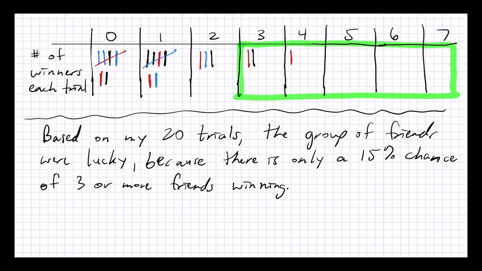If they weren't lucky, there would be a bigger percent. That number would be a lot bigger. But it's a very small number. If there's a 15% chance of happening and it happens, that's pretty lucky. If it was higher, then maybe luck wouldn't have anything to do with it. Maybe it was just that they were wrong.